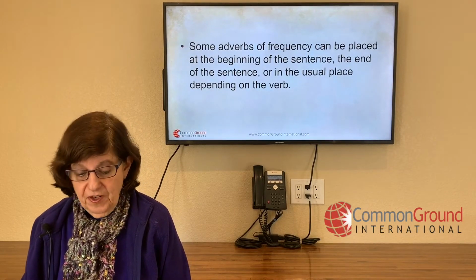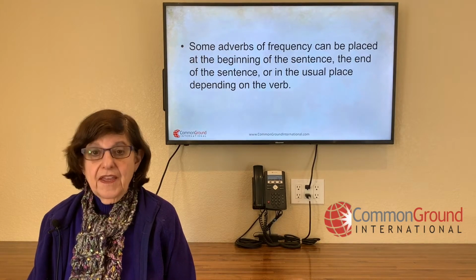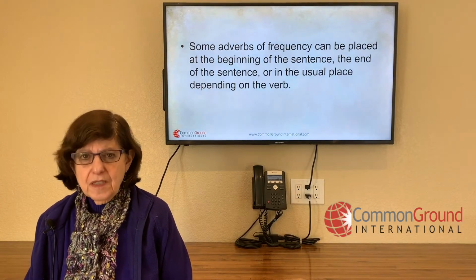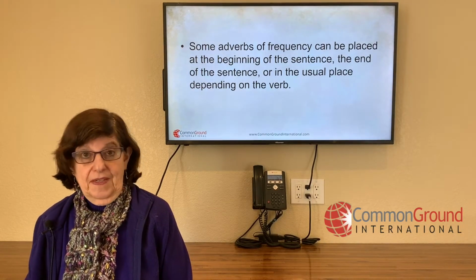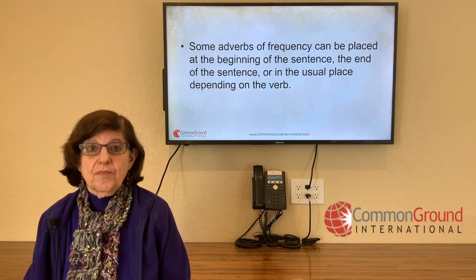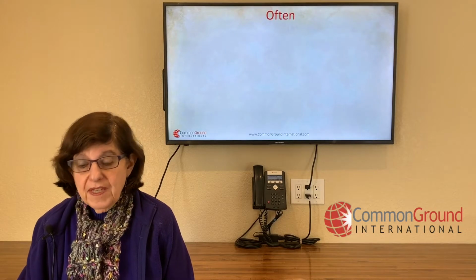Some adverbs of frequency can be placed at the beginning of the sentence, the end of the sentence, or in the usual place depending on the verb. So there are some where you have a choice. It's kind of good because it's hard to be wrong that way. No matter where you put it, you're probably okay. Let's look at some of those. One of them is often.